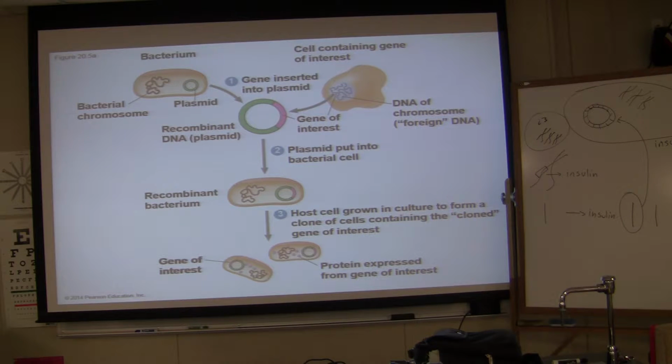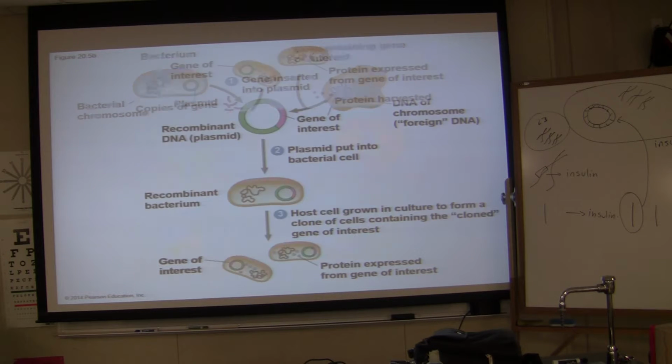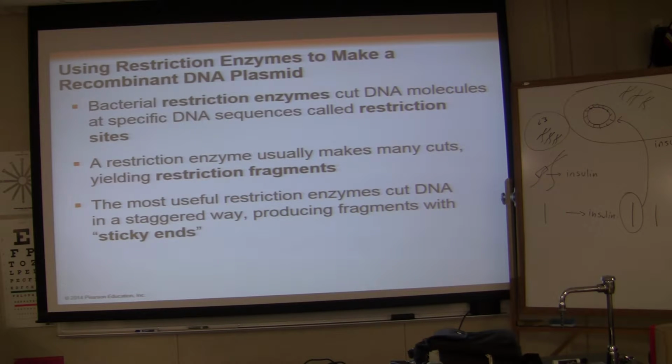Here we go again, I guess he's going in detail of the same thing. I did not delete these two slides for you guys to, if you want to look at it bigger and figure out what it is. Using restriction enzymes to make a recombinant DNA. That's what we do not use. Well, we do use restriction enzymes today.